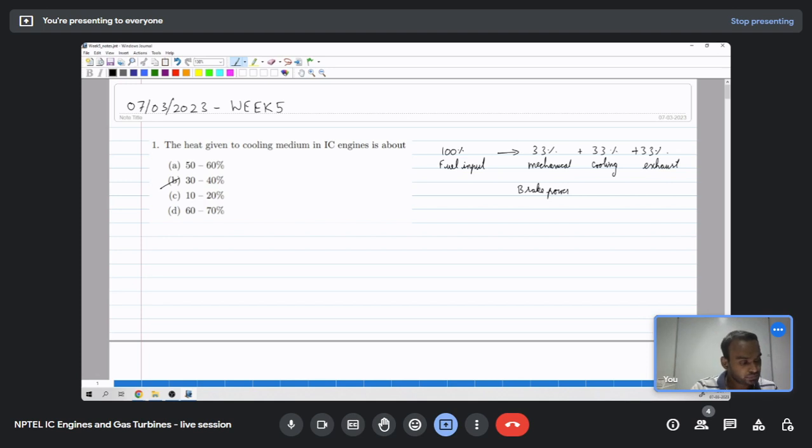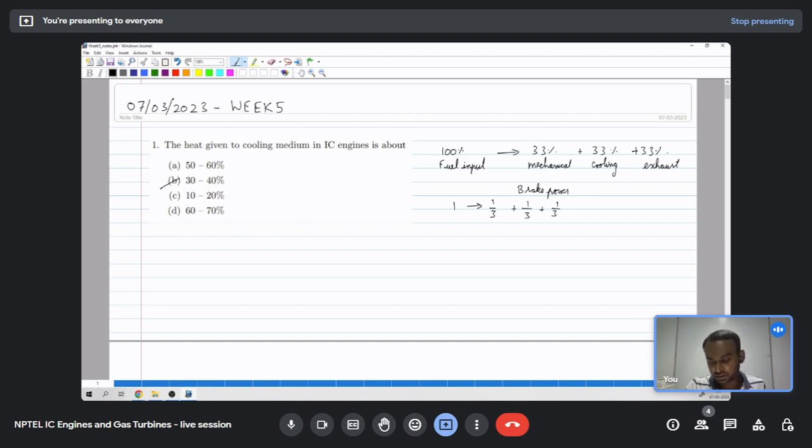Okay, thank you. So out of one, given 1/3 goes to mechanical, 1/3 goes to cooling, and 1/3 goes to exhaust. This is a rough estimate, and this obviously varies with the speed and load.